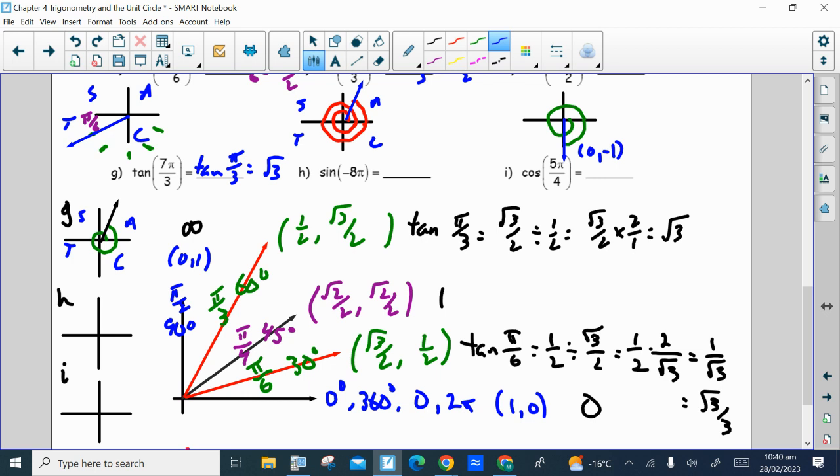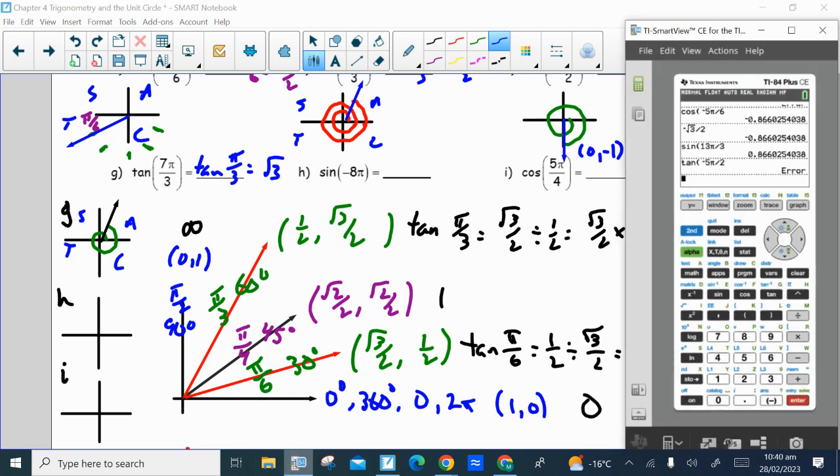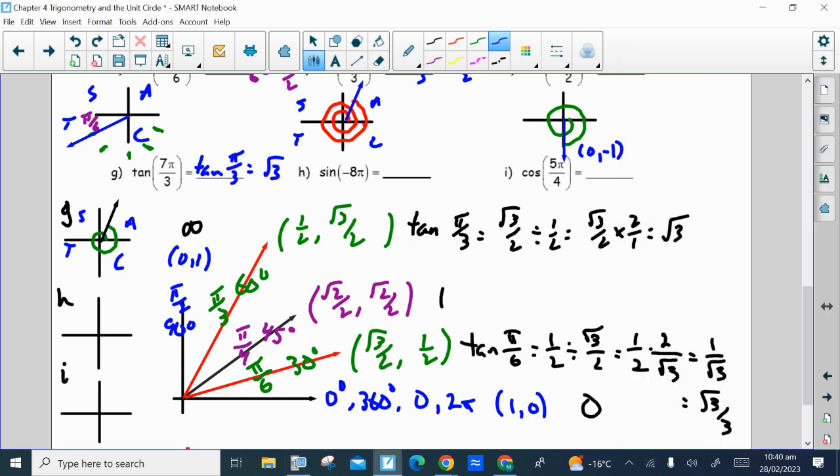We got that by going sine divided by cos. And we'll check this on our calculator. The tangent of 7 pi on 3 is that decimal, which is equivalent to √3. The calculator gives it as an irrational decimal that you'd have to round, so it's an estimate, whereas the unit circle gives it to us as an exact value.